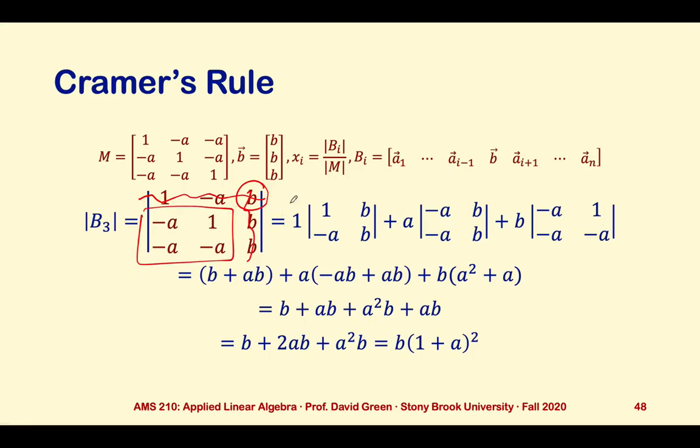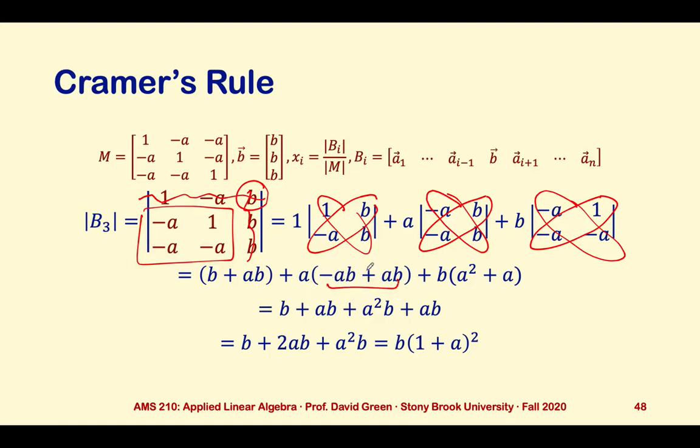Again, evaluate the determinants. B plus ab, plus a times negative ab plus ab, plus b times a squared plus a. Once again, we have a term that goes to 0, so we can ignore that piece. A plus ab plus a squared b plus ab. Group like terms, ab and ab gives us 2ab. We have the same result once again, which we know how we factor.